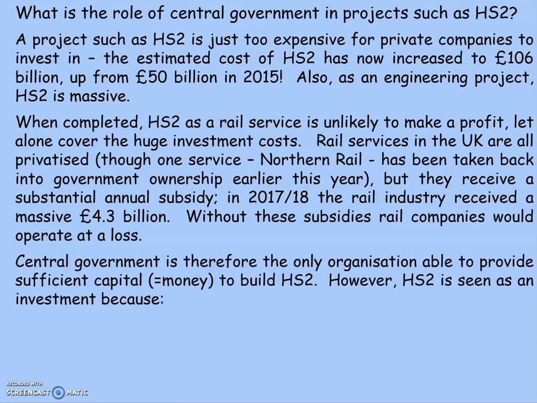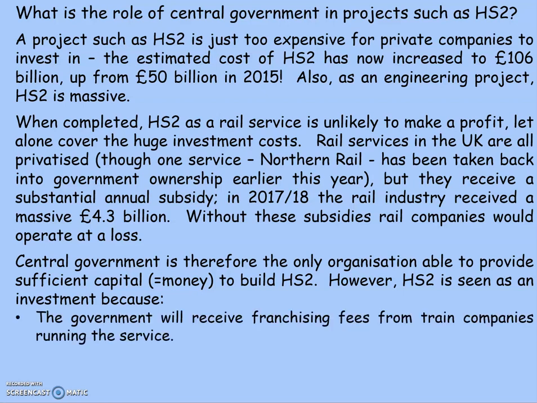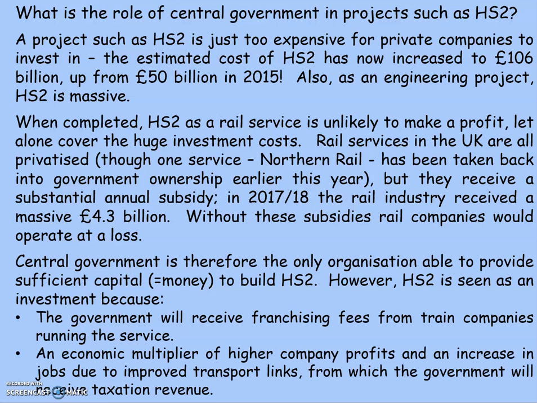So central government is therefore the only body that can provide sufficient capital to build HS2. But it's also seen as an investment because government will receive franchising fees from train companies running the service, so it gets some income from that. But also, most importantly, it generates that economic multiplier, with higher company profits and an increase in jobs due to improved transport links, and therefore government will receive taxation revenue.